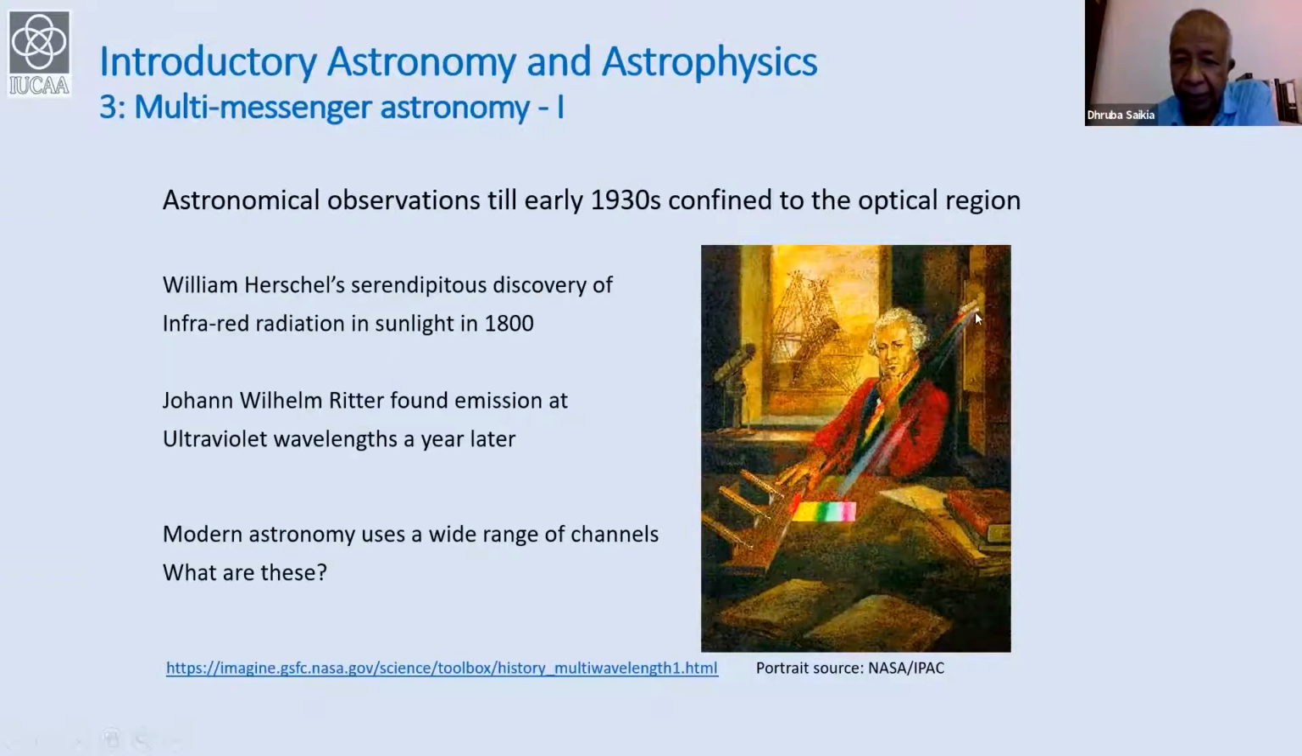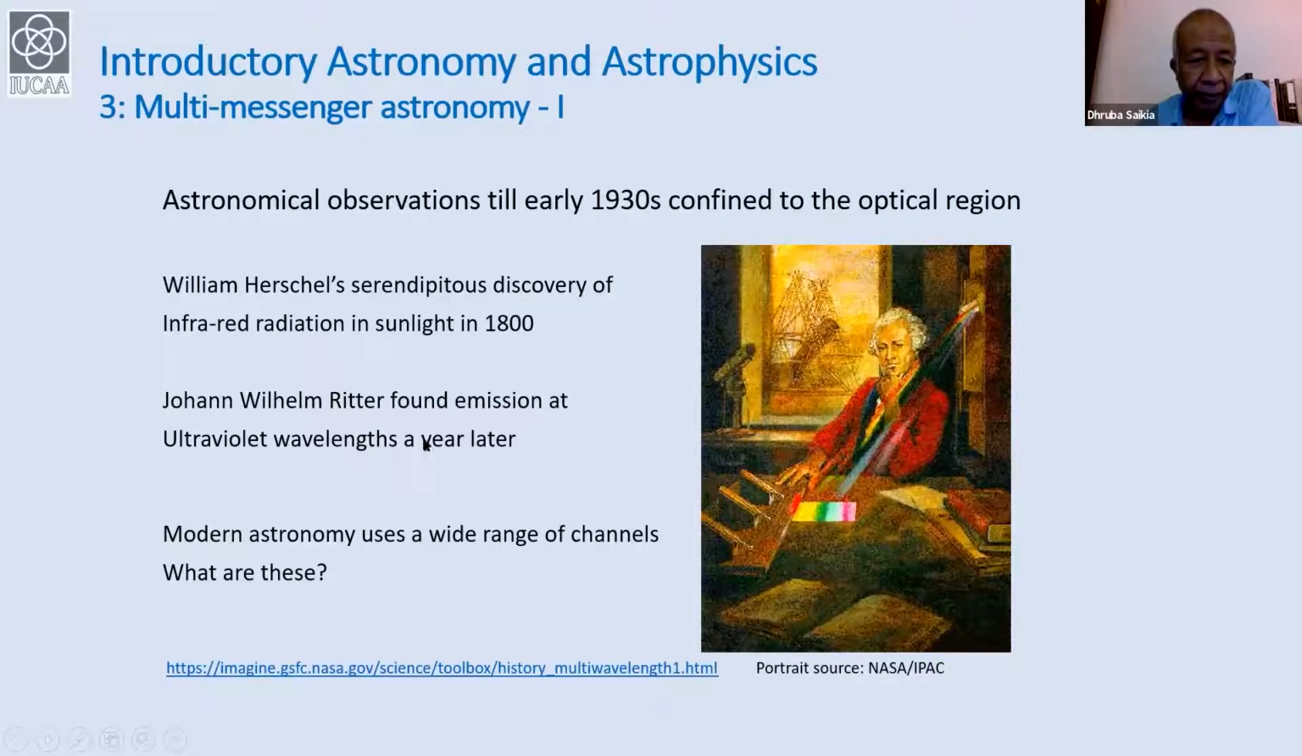Using a prism, he split the sunlight into its different wavelengths or frequencies, which we perceive as different colors, and he put a thermometer beyond the red end of the spectrum. He realized that there was emission beyond it as well. That was how he discovered that there is emission from the sun itself which extends beyond the visible region of the electromagnetic spectrum.